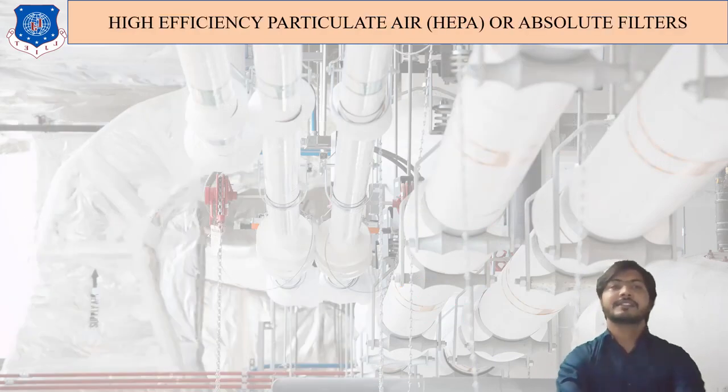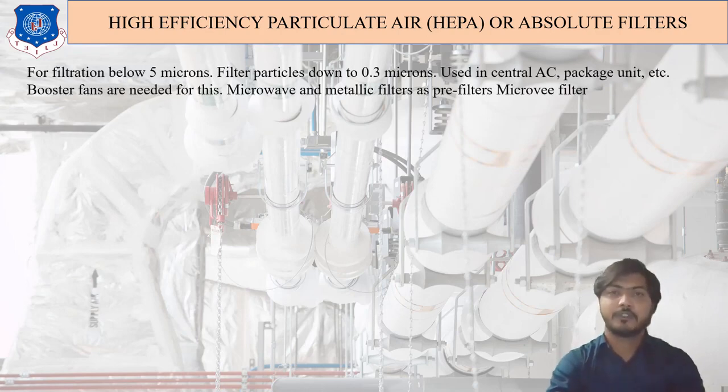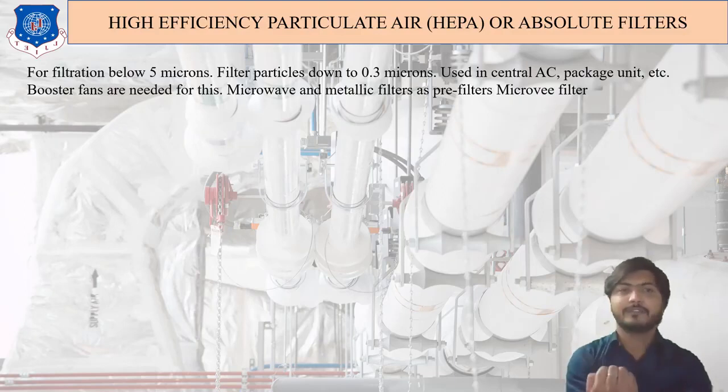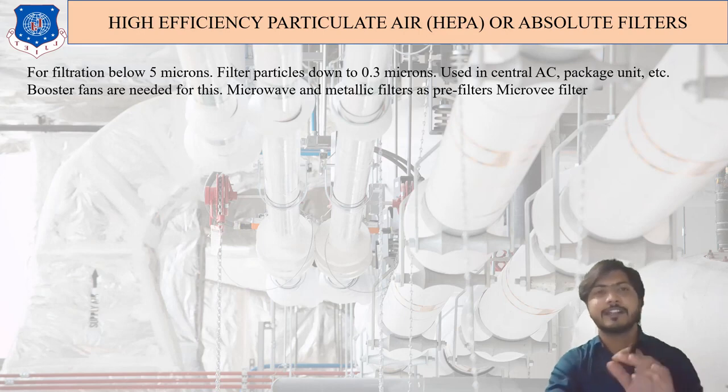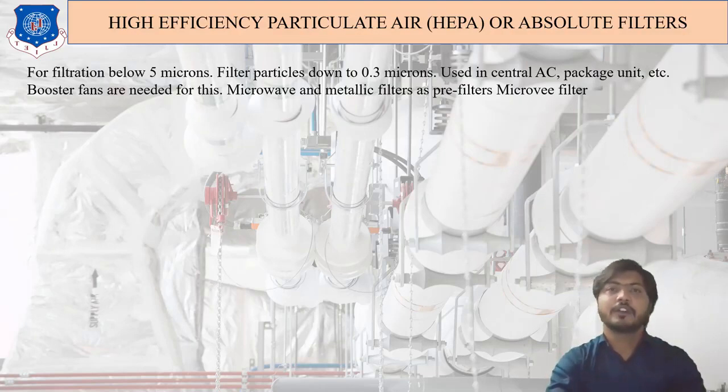Next, high efficiency particulate air, HEPA or absolute filters. Why is it called an absolute filter? Because it cleans 99.9% of dust particles from atmospheric air. For filtration of dust particle sizes below 5 micron, we use the HEPA, or high efficiency particulate air filter. It filters particles down to 0.3 micron and is generally used in central AC or packaged AC, where very small dust particles are removed.